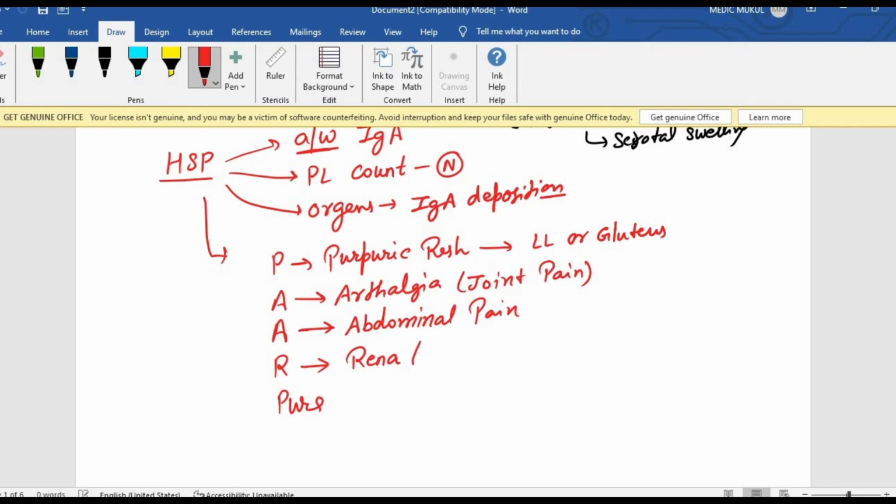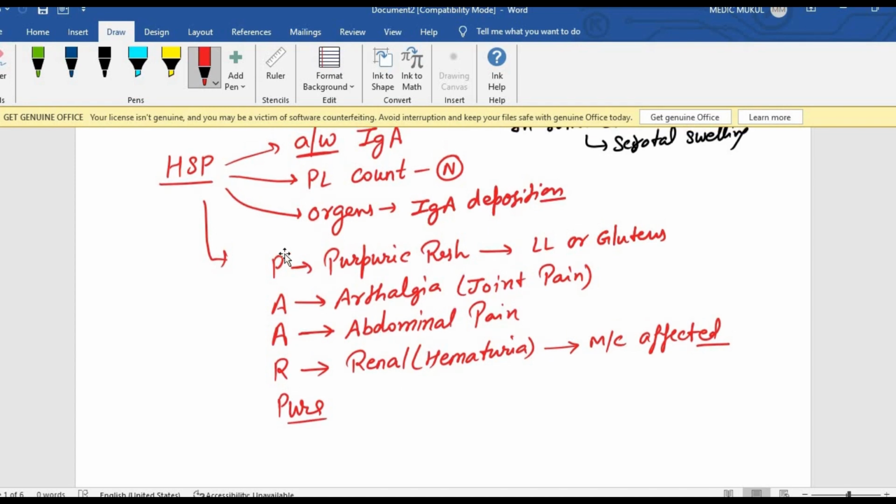Asymptomatic hematuria. And renal is the most commonly affected. Which organ is the most commonly affected? That is the kidney in case of HSP. Then we have the palpable purpura, a purpuric rash or palpable purpura rash.